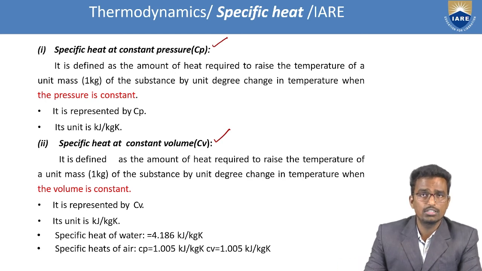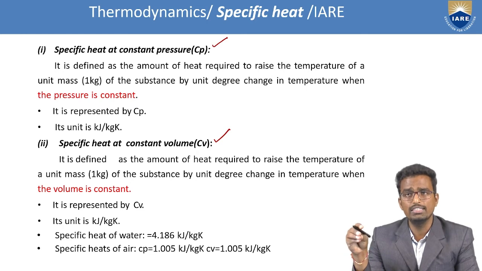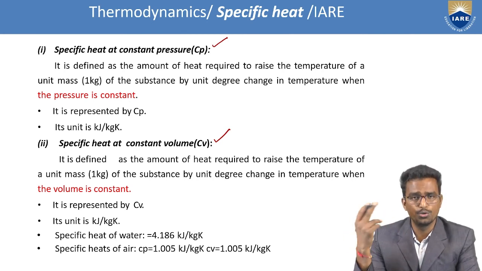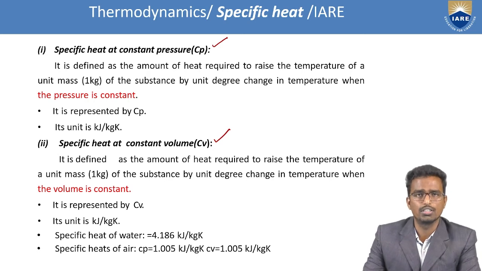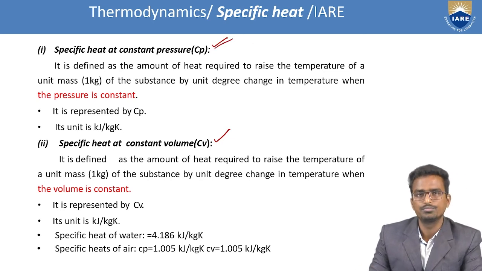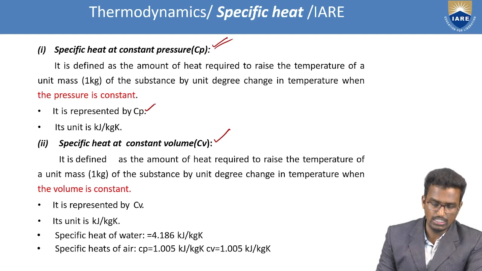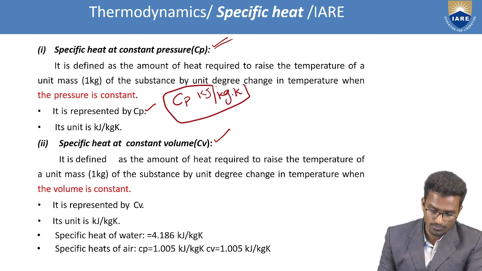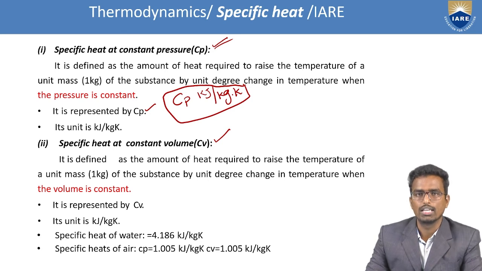First one, specific heat at constant pressure. It is defined as the amount of heat required to raise the temperature of a unit mass, or 1 kg, of substance by 1 degree change in temperature at constant pressure conditions. You call this specific heat at constant pressure. We indicate this as Cp, that means C suffix P, and the unit for this is kilojoule per kg Kelvin.